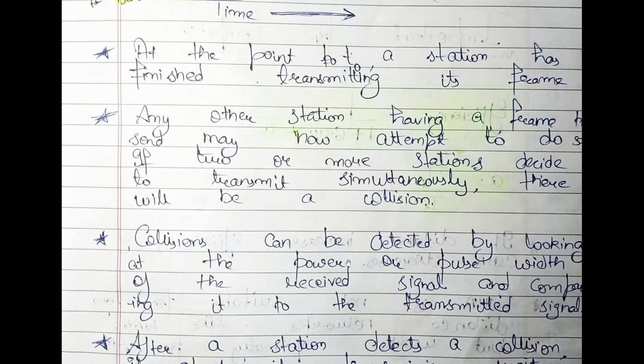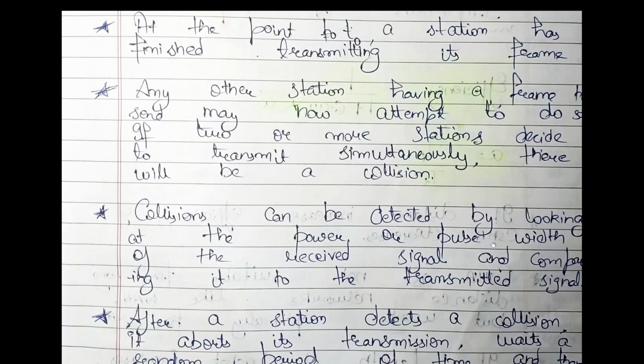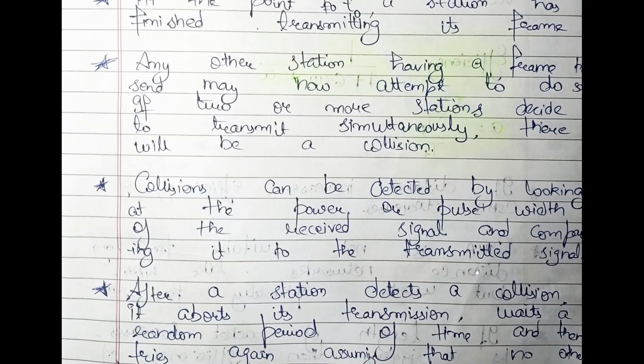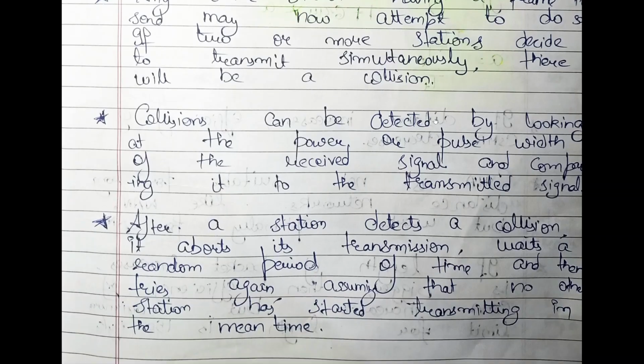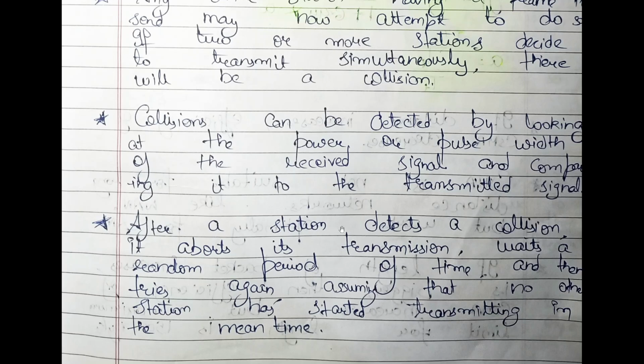Collision can be detected by looking at the power or pulse width of the received signals and comparing it to the transmitted signal. So whatever power or pulse you receive from the channel, you can compare that to what should be the received signal for the transmitted signal, and by comparing that you can comprehend whether there is a collision or not. After a station detects a collision, it aborts its transmission, waits a random period of time, and then tries again, assuming that no other station has started transmitting in the meantime.